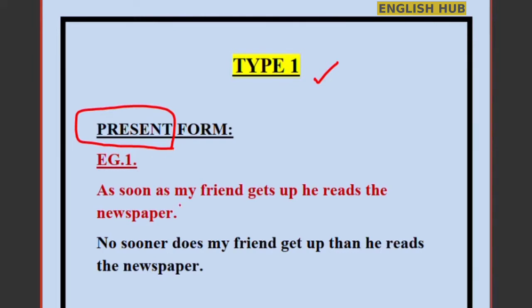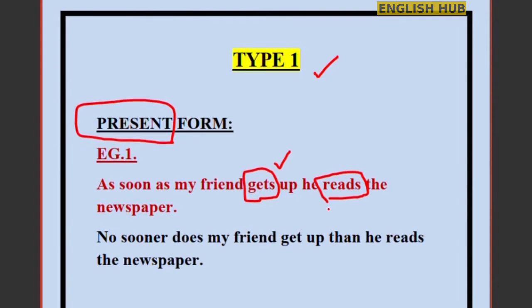See the first example. As soon as my friend gets up. What tense is this? This is present tense because it is written gets. Gets means it is in the present tense. And even this is the present form of the tense, reads. So what is the sentence? As soon as my friend gets up, he reads the newspaper.